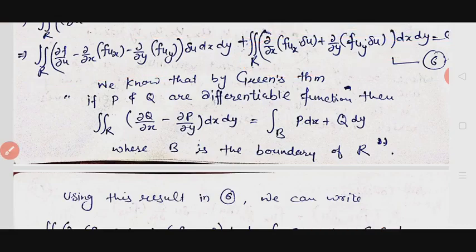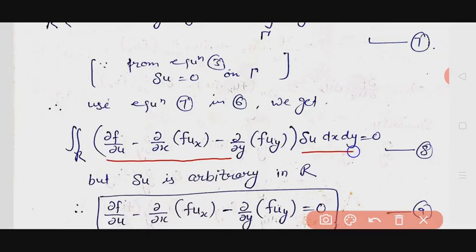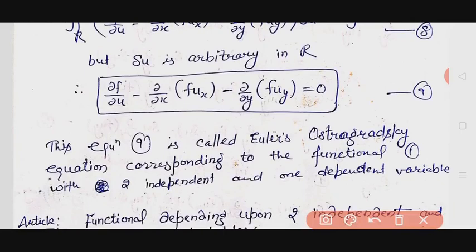So the same thing we are using here. We have the double integral over the region R of (∂f/∂u minus ∂/∂x of f_ux minus ∂/∂y of f_uy) delta u dx dy, but delta u is arbitrary. If this is arbitrary in R, then that part will be equal to 0. Okay, so I can say ∂f/∂u minus ∂/∂x of f_ux minus ∂/∂y of f_uy is equal to 0.